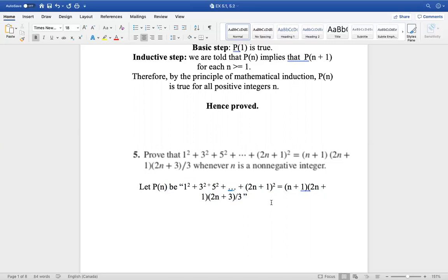Now we have to define our basic step. What's going to be the basic step here? If n is a non-negative integer, the smallest non-negative integer is 0. If we plug in 0 in place of n, we get both sides equal to each other. So P(0) is true because the left-hand side equals the right-hand side. Therefore, it's true.